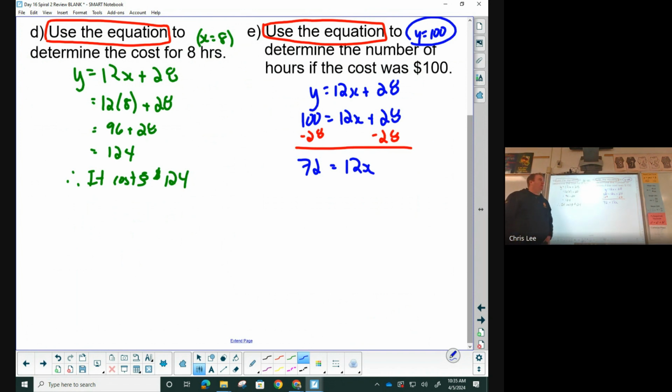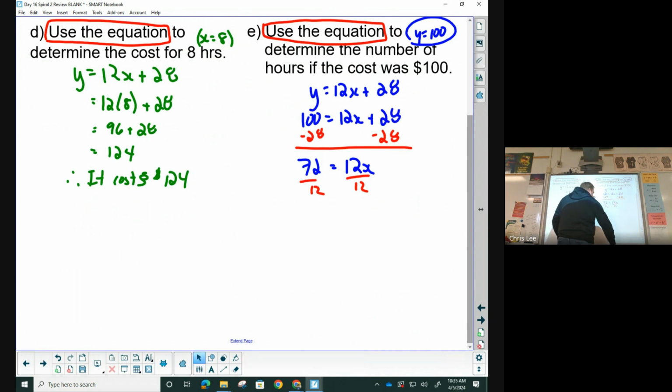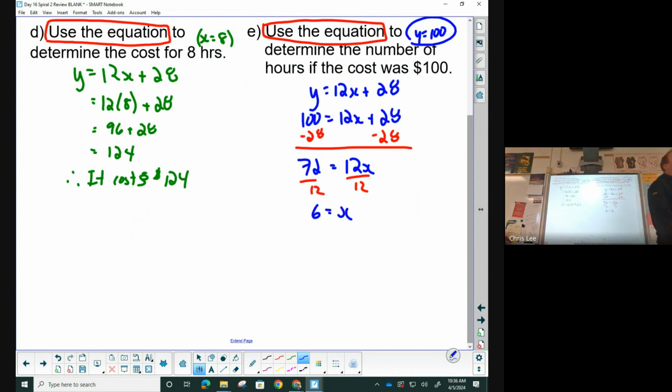72 cubes, but they're under 12 cups. The X is on my side. Divide both sides by 12. So what is that, 6? 6 what? 6 hours. You get 6 hours of skiing.